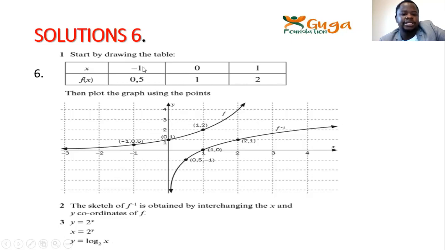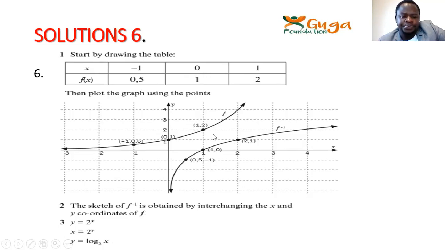So you can just start here, -1 and 0.5. You put a point here, 0 and 1. You put a coordinate here, and then 1 and 2. You put a coordinate here, then you join the lines, right?